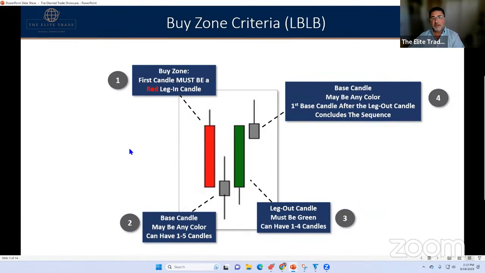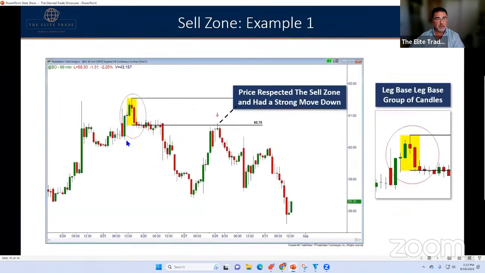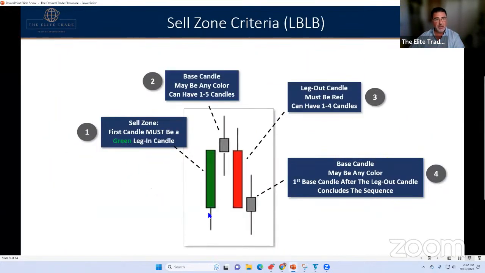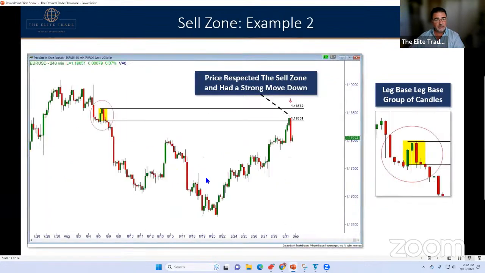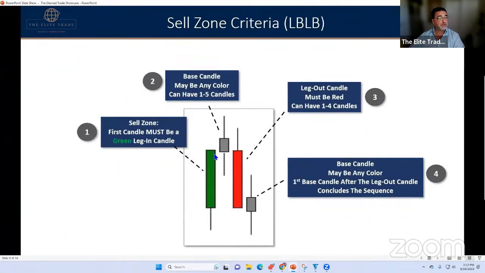Now, a couple of other details, and this also works for the supply as well as the demand area. I only have one leg in, and it must be a leg candle. In this example that I'm working on, we're doing a short trade, so the leg in must be green. Base candles can be any color, and I can have 1 to 5 base candles between a leg in and a leg out. And I can have up to 4 leg out candles.